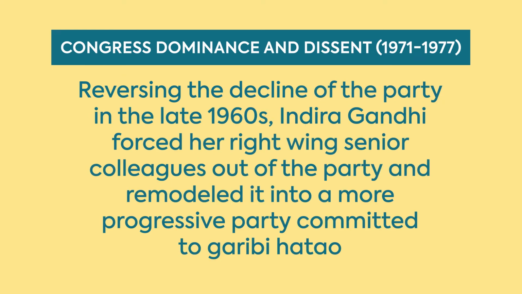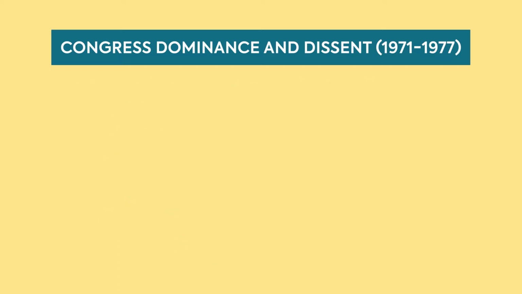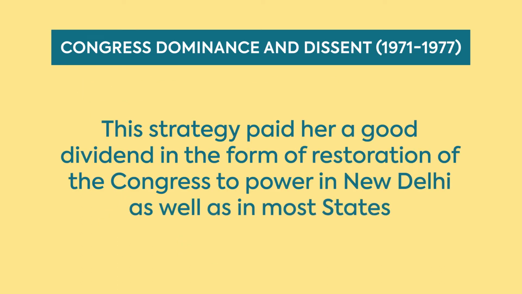Reversing the decline of the party, in the late 1960s, Mrs. Indira Gandhi forced her right-wing senior party colleagues out of the party and remodeled the party into a more progressive party committed to the Garibi Hatao program. This strategy paid her a good dividend, and the Congress was restored back to power in New Delhi as well as in most of the Indian states.